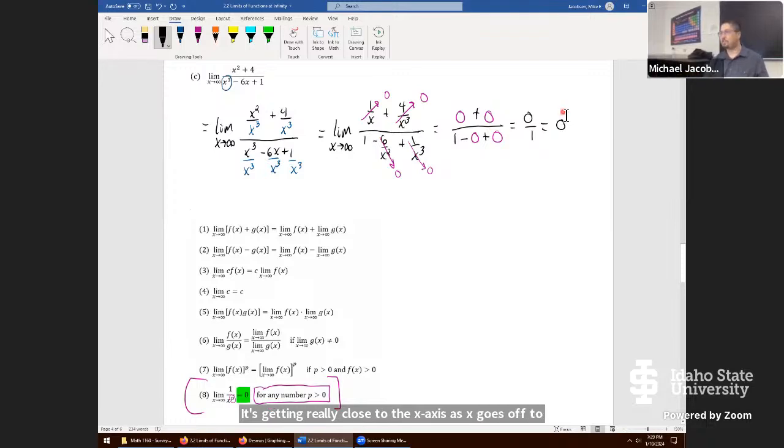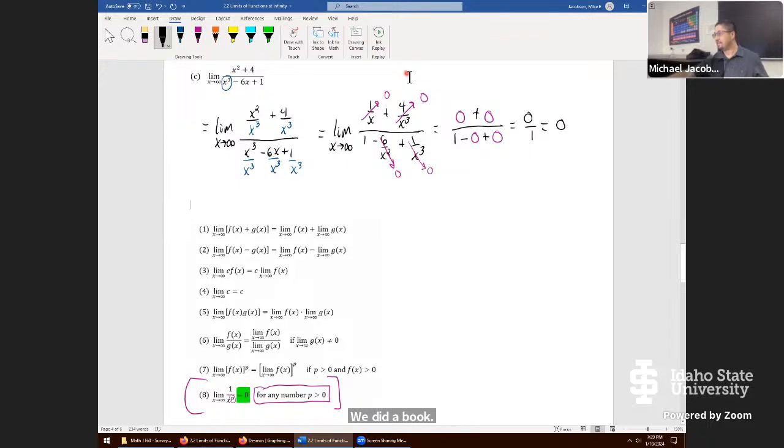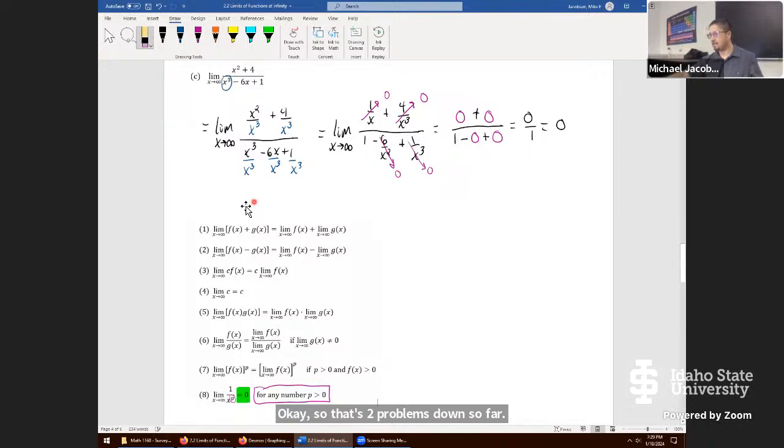We did it, folks. Part C looks nasty, but really it's the same exact process with a little bit more work simplifying right here. Any questions at all, folks, on finishing off that part C? Okay, so that's 2 problems down so far. Let's see what other weird problem we might have inside here.